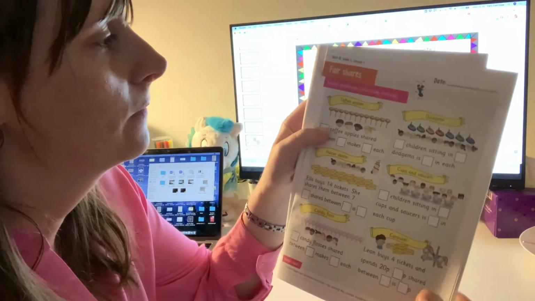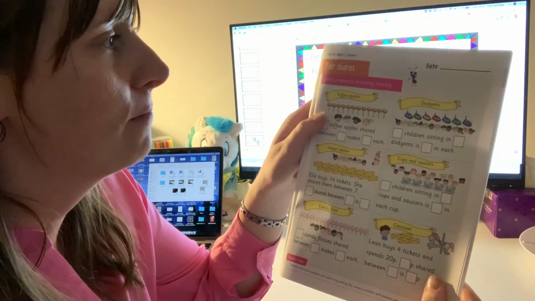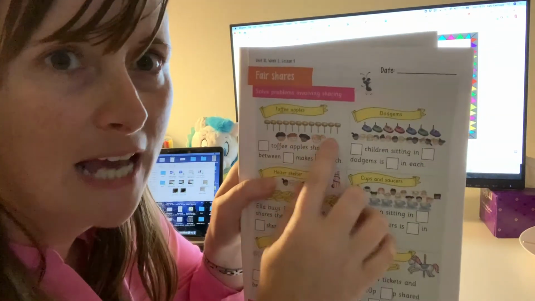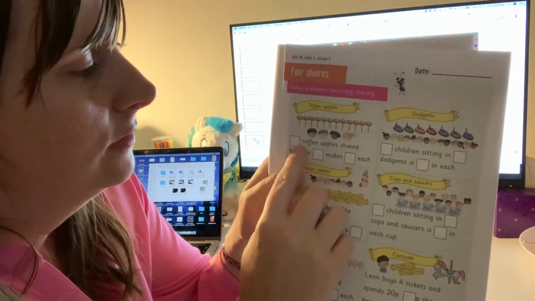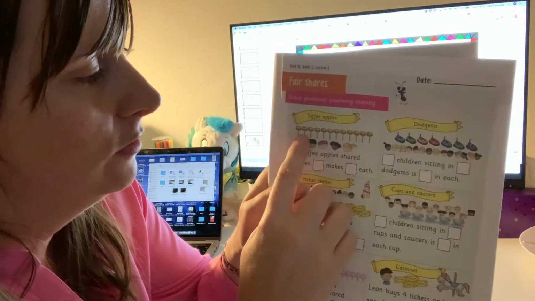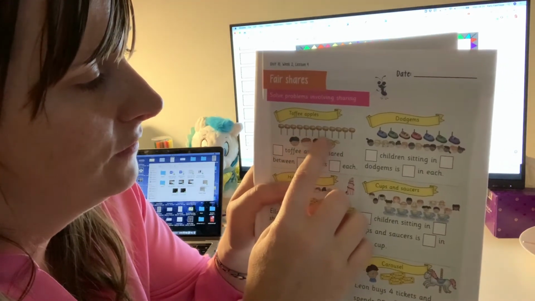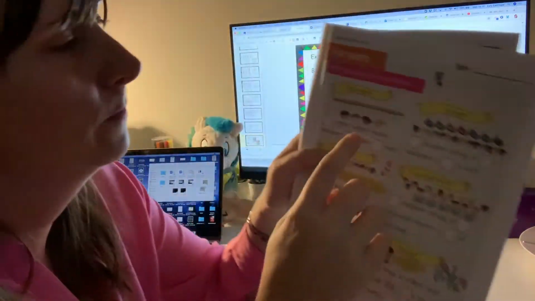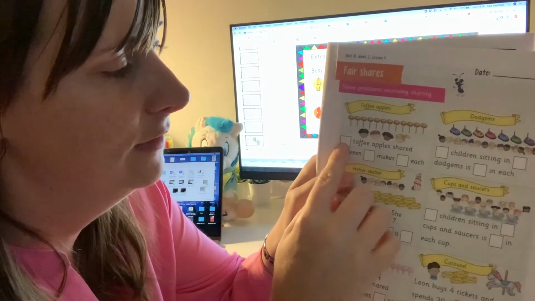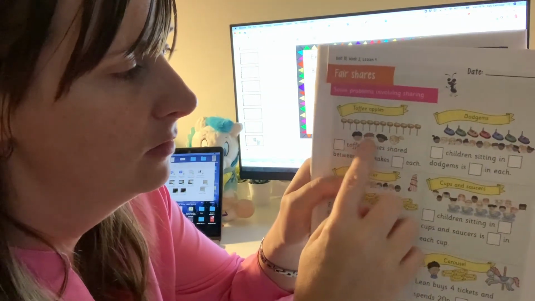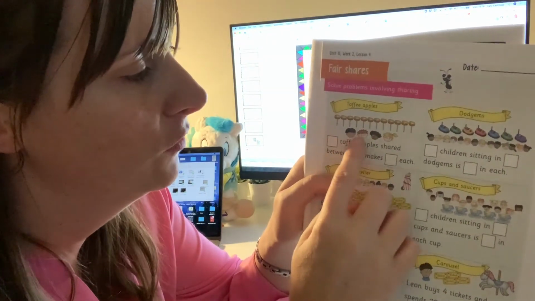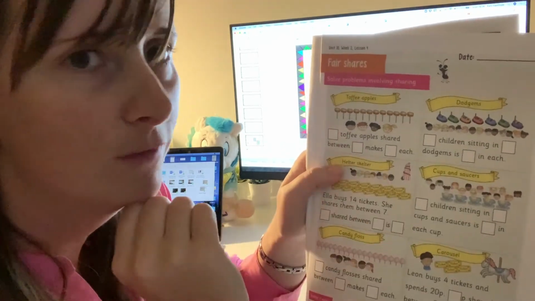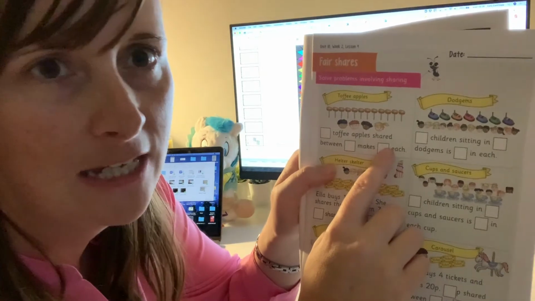Ta-da! This is sharing problems, problem solving with sharing. So here we've got some toffee apples. So it says, how many toffee apples? So 1, 2, 3, 4, 5, 6, 7, 8, 9, 10, 11, 12. 12 toffee apples, just like my 12 Skittles. So 12 goes in here. Toffee apples shared between how many children? 1, 2, 3, 4. 4. Now, when we share 12 between 4, how many will they get each?